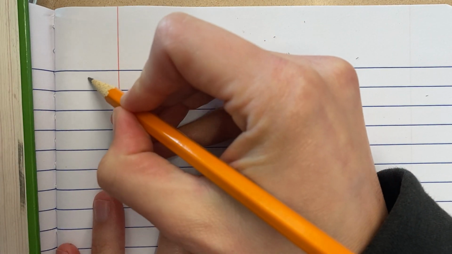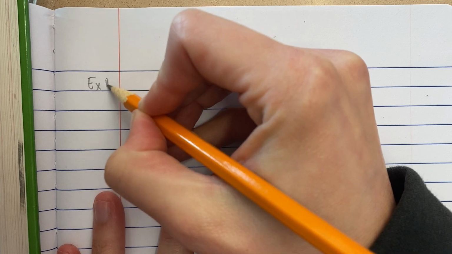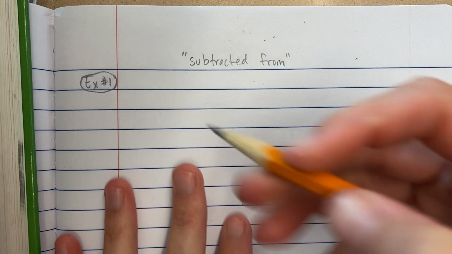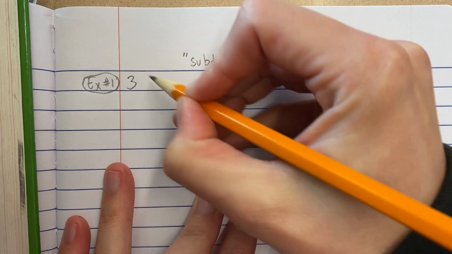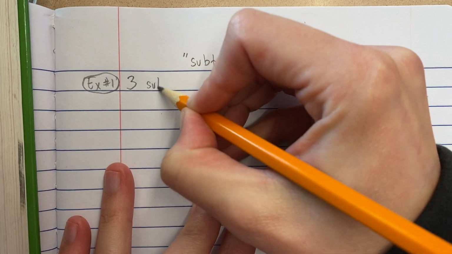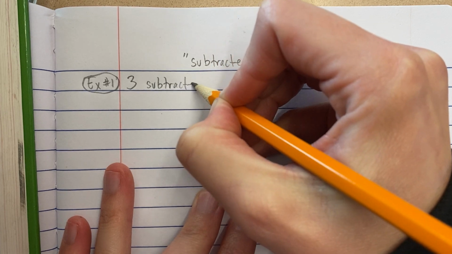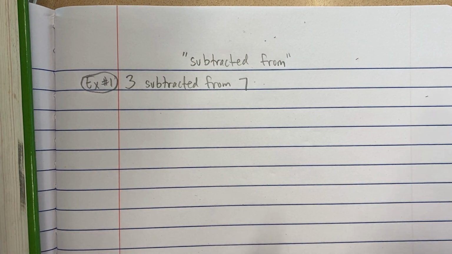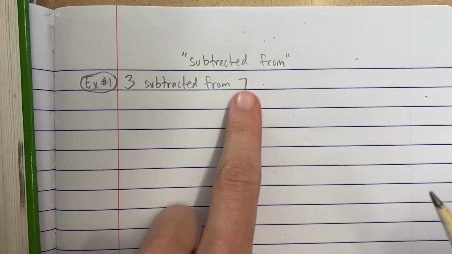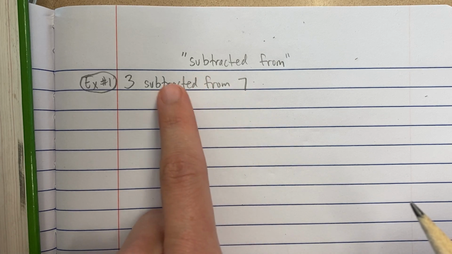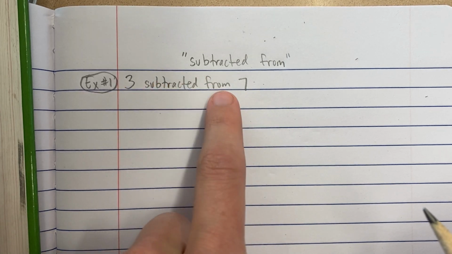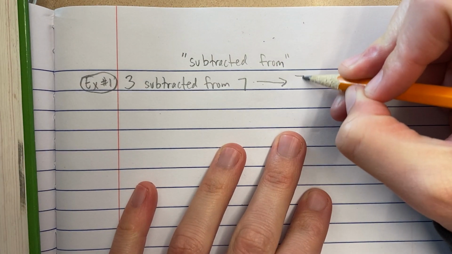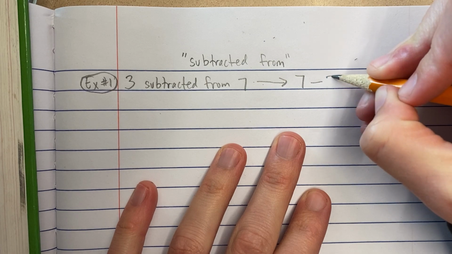So, for example, let's start with just numbers so you can see what the topic is about, and then we'll get into the polynomials. Let's say I had a problem that said 3 is subtracted from 7. What does that mean? That means I'm starting with 7 and I'm subtracting 3 from 7. So this would be 7 minus 3, okay?